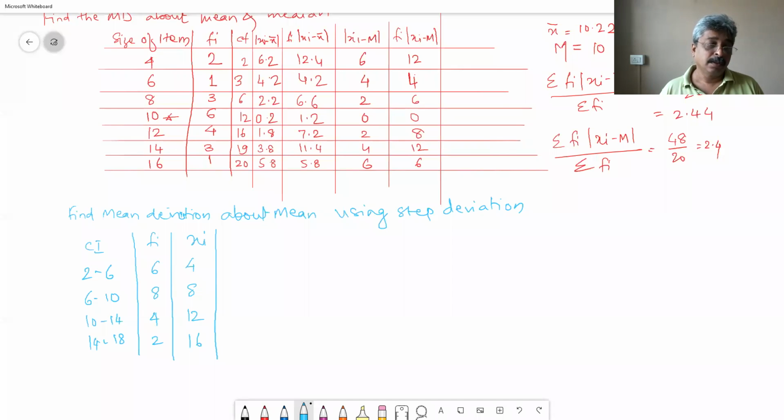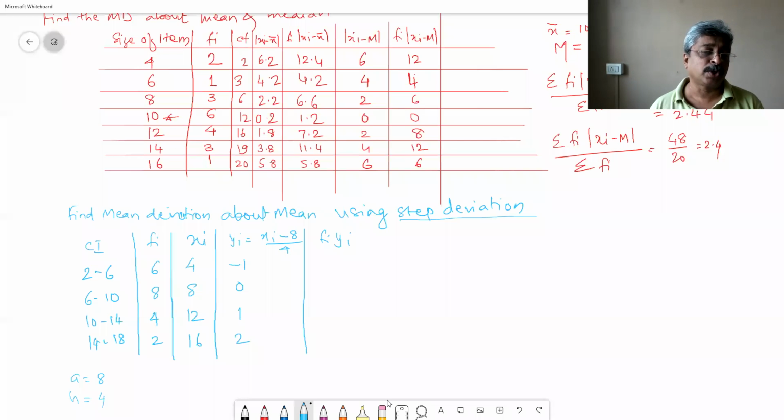Okay. Now, first find out the mean deviation by our usual method, and then we will see whether the calculations are a little less if we do it using step deviation. So the first job is to find the mean deviation. The same numbers need to be used. Okay, let me explain the step deviation method.